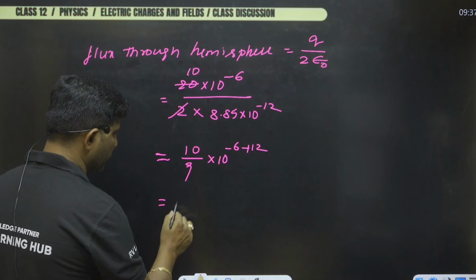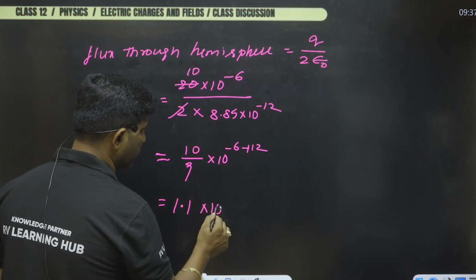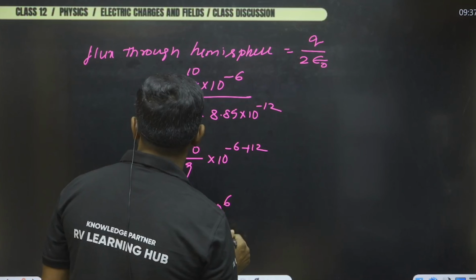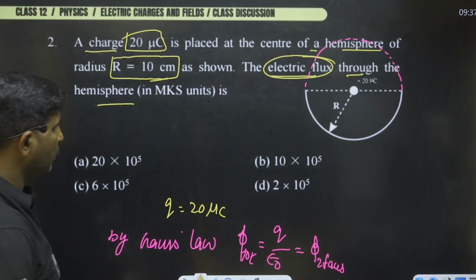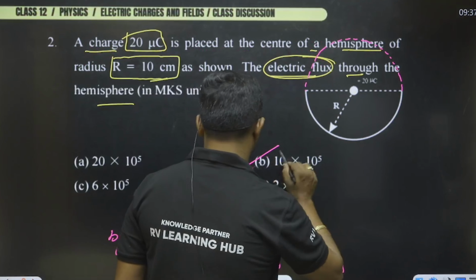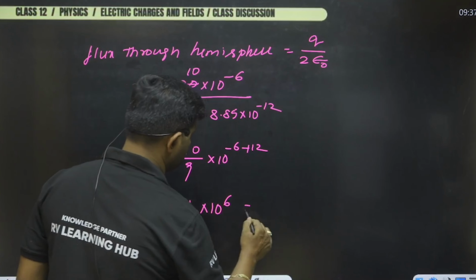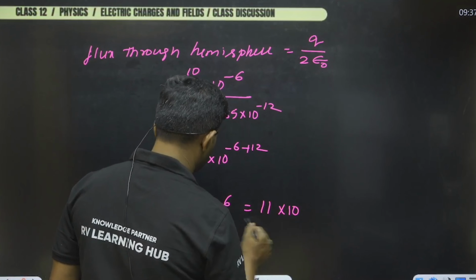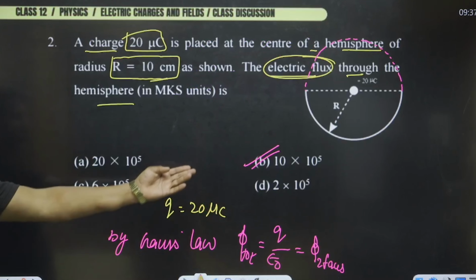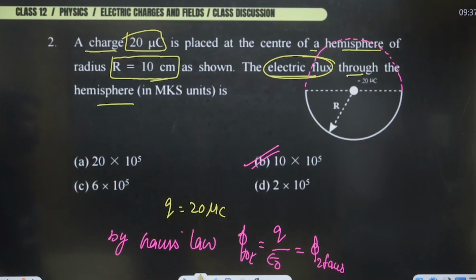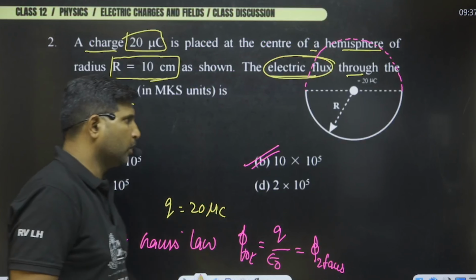If you do simplification, you get 1.1 into 10 to the power of plus 6, which is nothing but 11 into 10 to the power of 5. So we can go with approximately option B. Is it right or not? So you can go nearly with option B. I hope you understood this now.